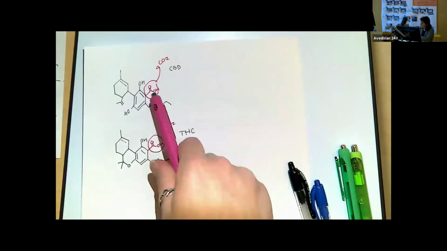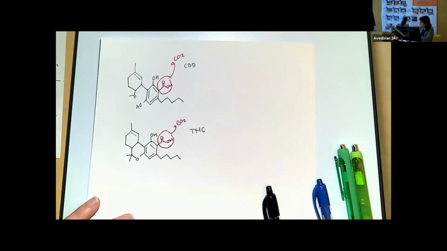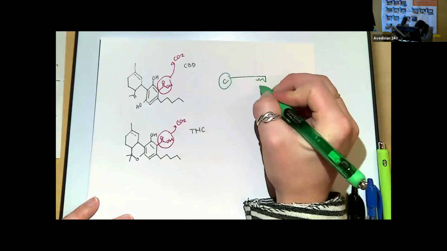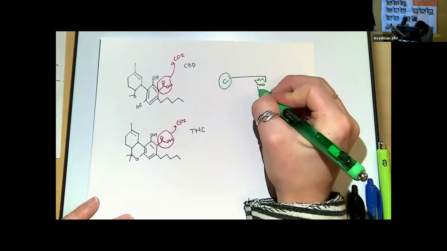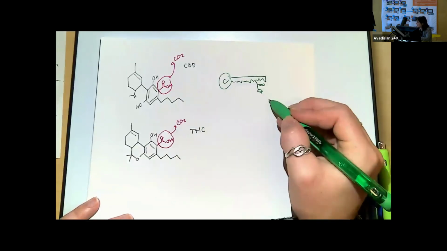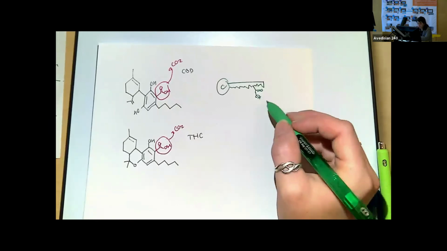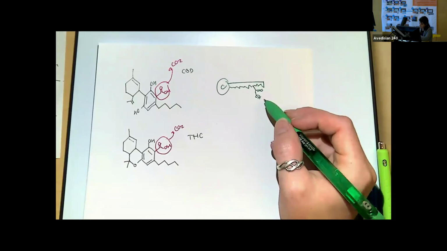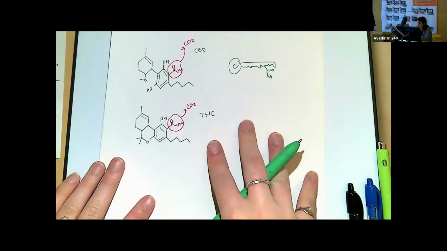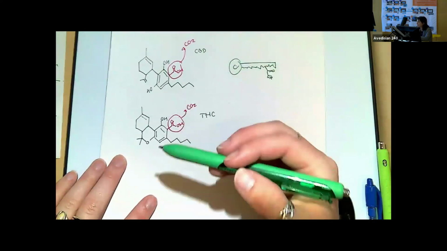So remember, when that carboxylic acid functional group is present, that gives us a different key. And this key does not fit one of the receptors we care about. So we need to change the key to be able to activate the receptor. So once we decarboxylate our molecule, CBD and THC are still different in a very important way.